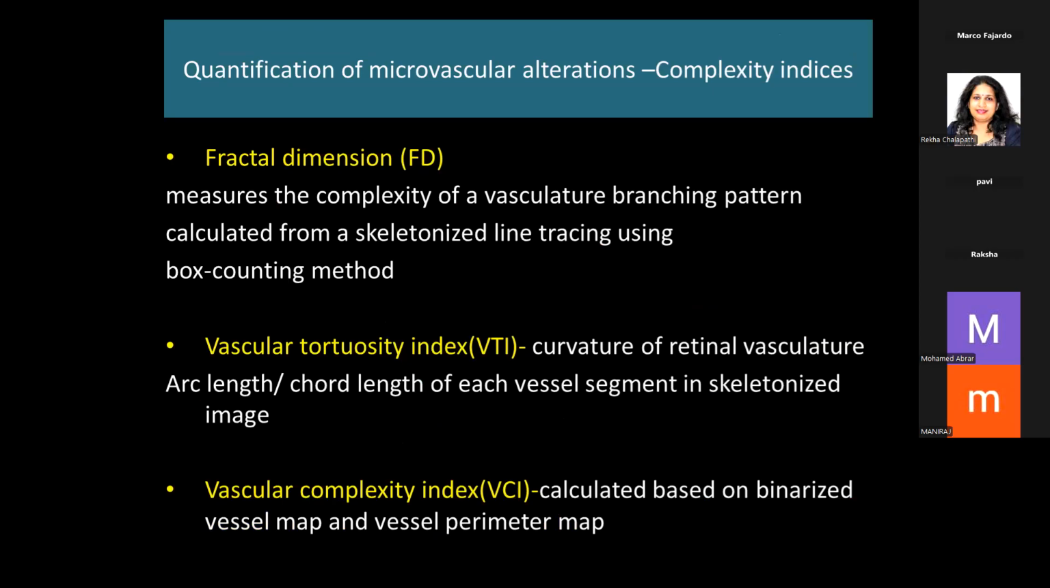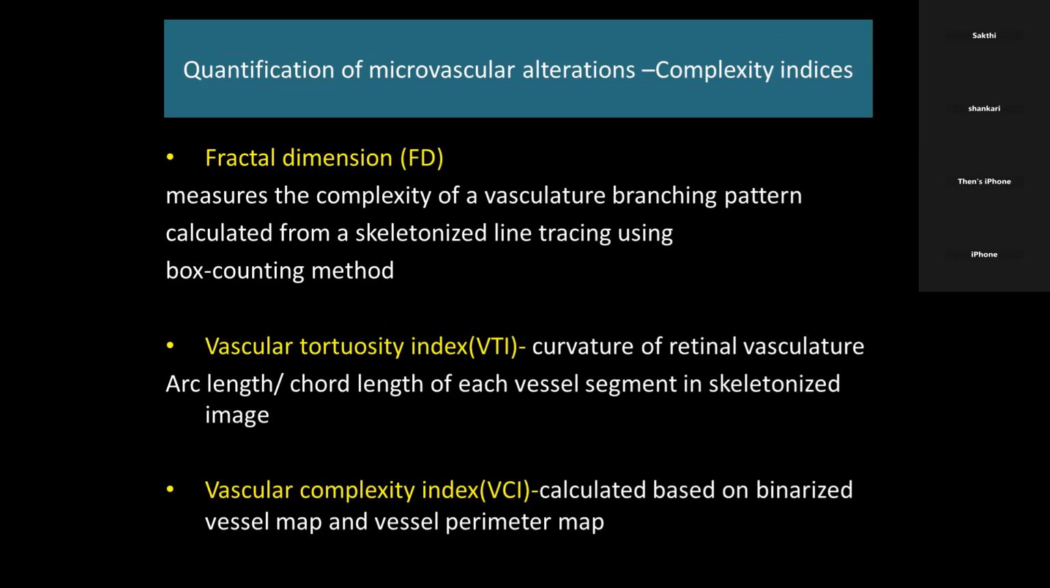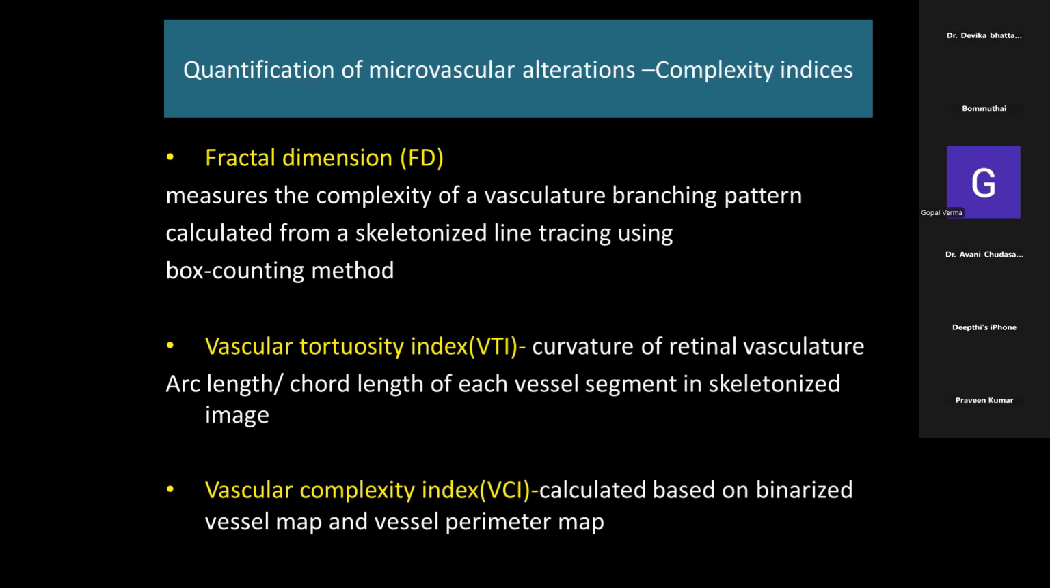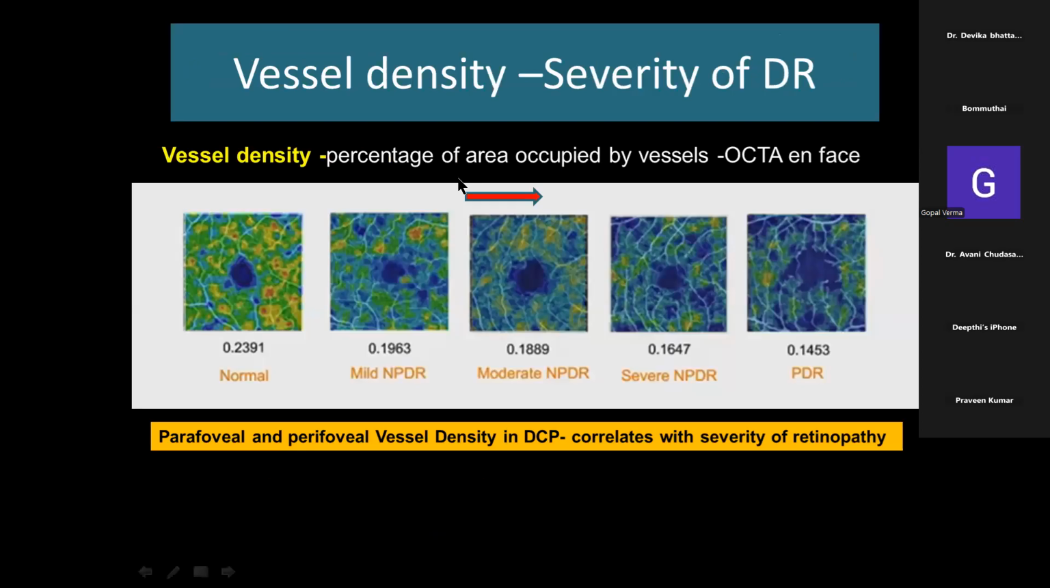Similarly, another index which can be picked up is the vascular complexity index. Most of these are auto-generated. Somewhere you have to do manual, software-assisted work to pick up these quantitative metrics. Why is vessel density important? This slide clearly shows that as you move from normal to PDR, there is a decrease in vessel density, so it tends to correlate with the severity of diabetic retinopathy.